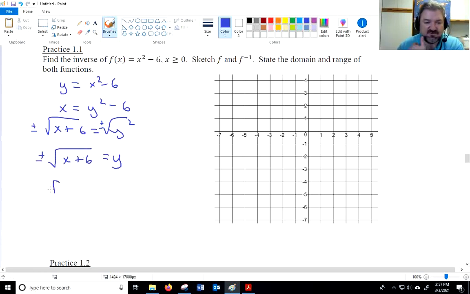But we need to make a decision. Which one of those branches should we take, the plus or the minus? Well, again, we're looking at a domain of positive numbers, so we need a positive range. So we'll take the positive square root.